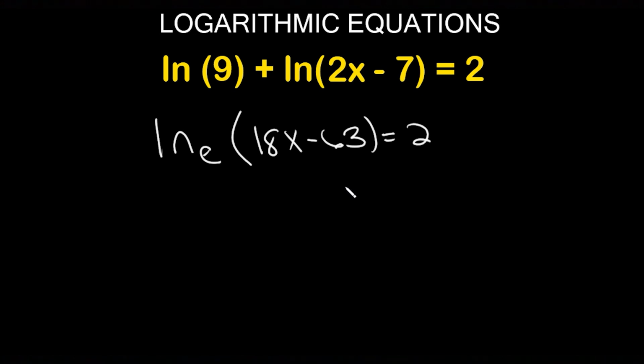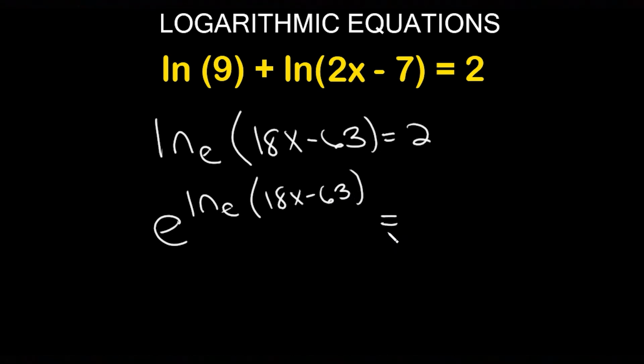We don't have a log on the left-hand side and the right-hand side. We can't use that one-to-one property, but I can rewrite it with a base of e. That way the inverse property can be applied. So for example, I'm going to write the left-hand side with a base of e. I'm going to say e to the power of natural log base e of 18x minus 63. This will be equal to, remember, you have to balance it out. I rewrote the left-hand side with a base of e. That means the right-hand side also has to be written with a base of e. So e to the power of 2.